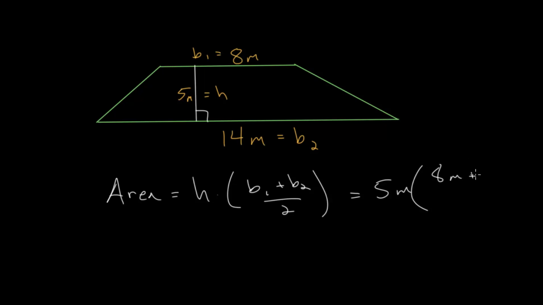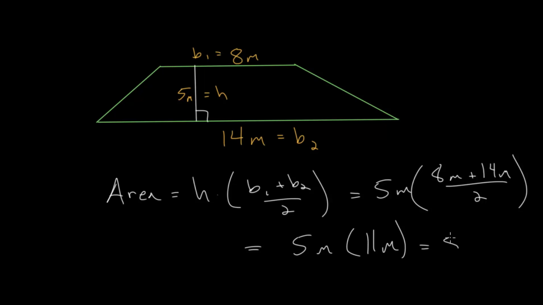Or we could just add them together and divide by 2, since there are two numbers that we're averaging. So when you add these together, 8 plus 14, that's 22. And 22 divided by 2, that is 11. So you get 5 meters multiplied by 11 meters, which is 55 square meters. Since we're multiplying meter by meter, we get meters squared or square meters. And you should get a square unit anytime you're dealing with area of some flat space.